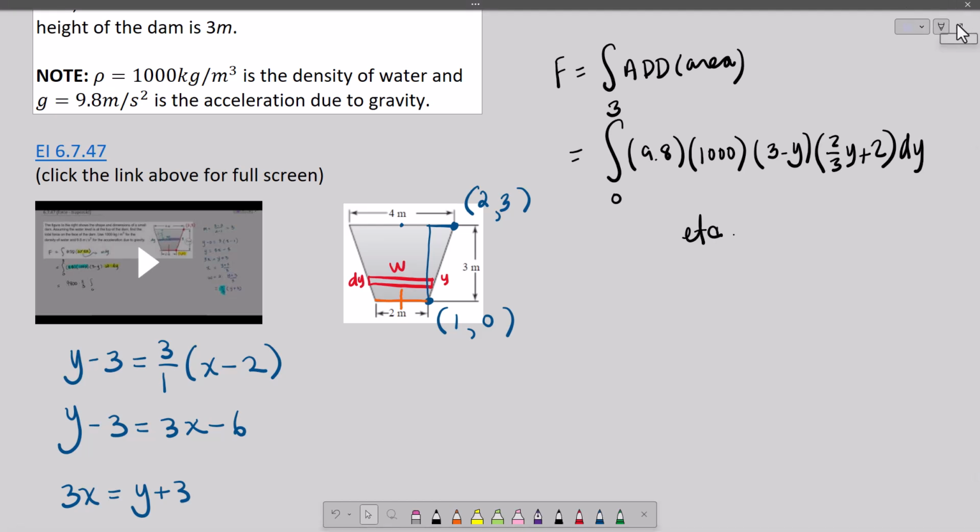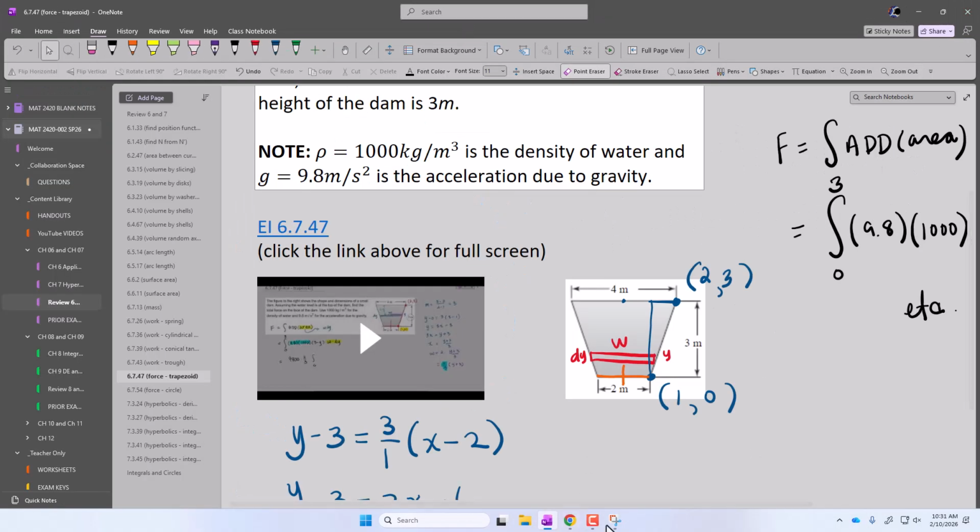In this specific problem, could we put the depth as y? Is it 3 minus y? Or would that not work?